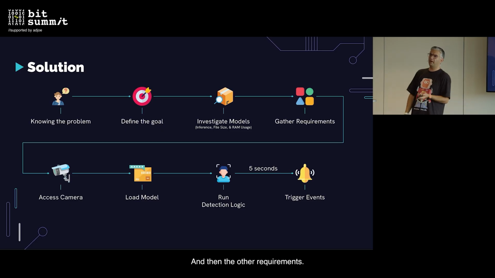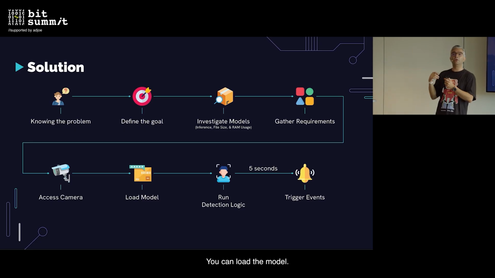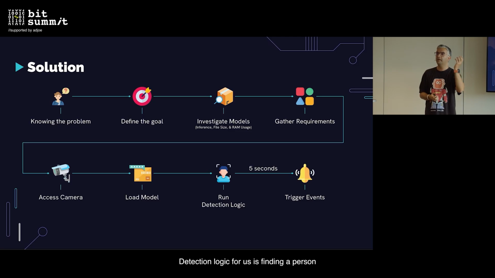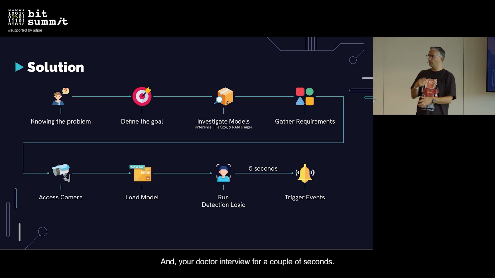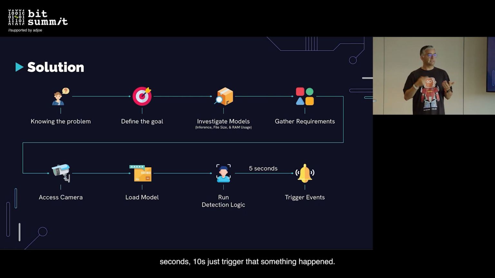And then gather requirements, for instance, the UI, the interface that your application is supposed to have. So now it becomes technical. We need access to the camera. Perfect. You can load the model. It's easy, I'm going to tell you. And then run the detection logic. Detection logic for us is finding a person and a dog at the same time, and they are in the view for a couple of seconds, so it means that they are waiting there, and then just move away. And then maybe after 5 seconds, 10 seconds, just trigger that something happened.